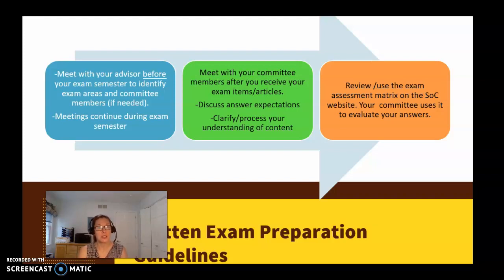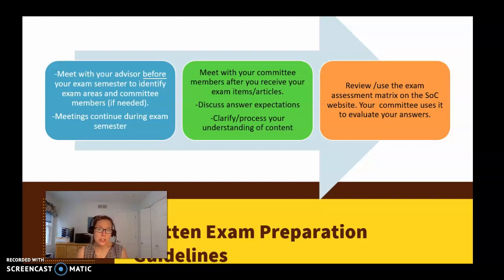So when you get your exam items from your advisor, it's a good idea to review them and then talk through them with your advisor. As well, once you finish with writing, you will again meet with your advisor to clarify any feedback or talk through feedback that your committee has had on your written answers before the oral exam.